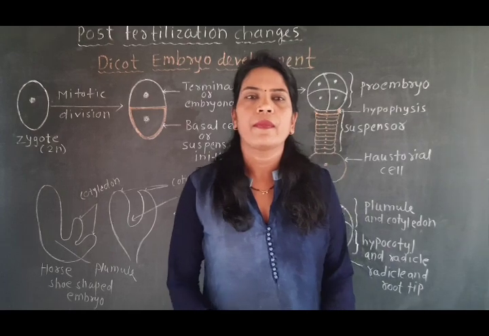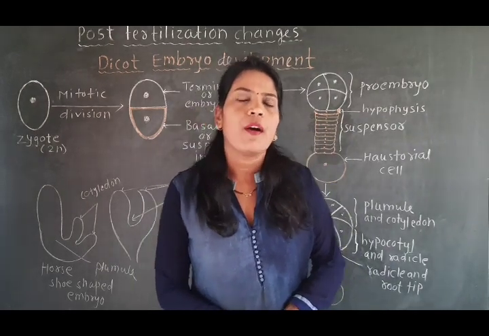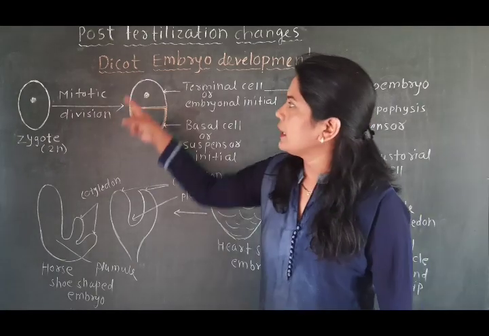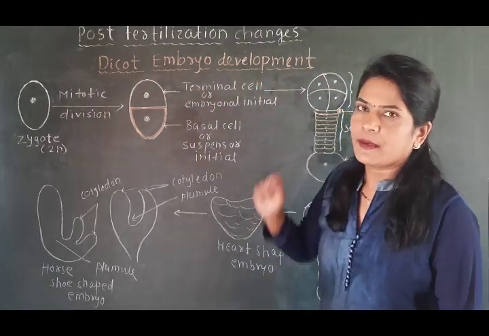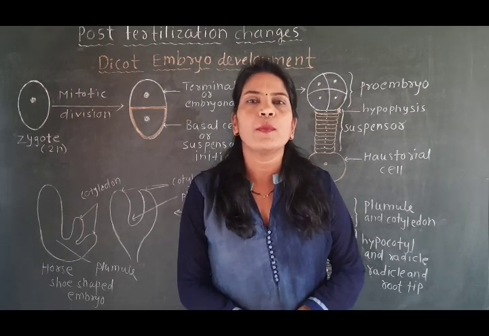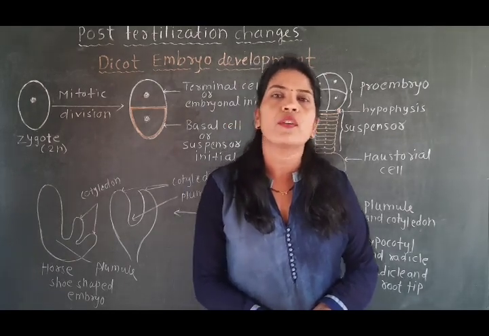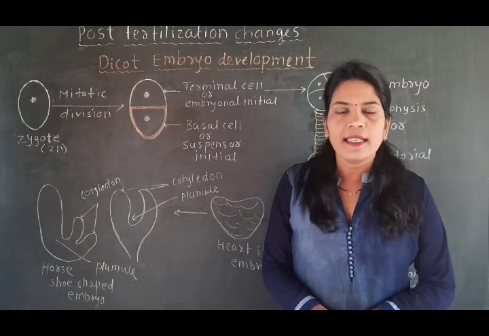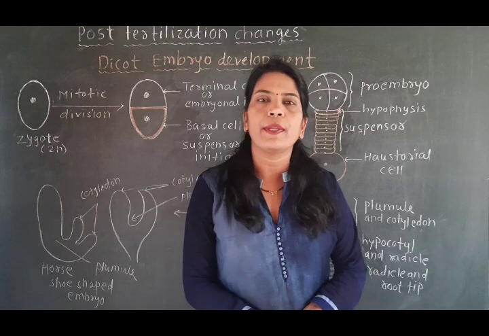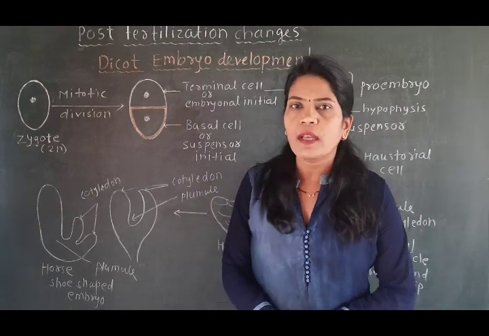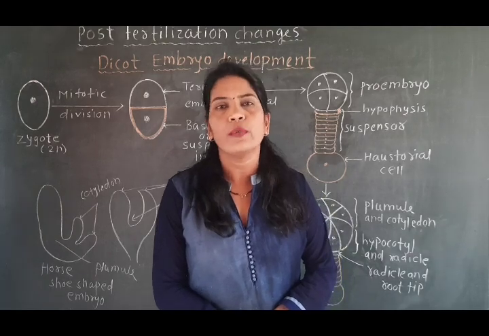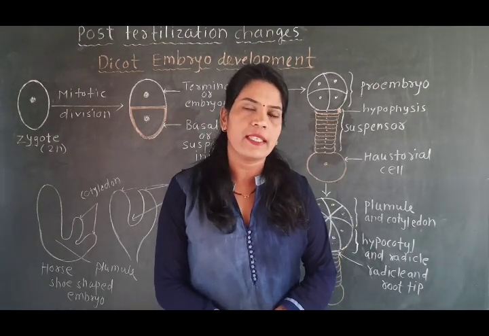Hello students, the next part of the post-fertilization changes is the dicot embryo development. In the last lecture I told you some of the post-fertilization changes which occur in the plant, and these are the development of the endosperm, development of the embryo, development of the fruit, and seed coat. These all are the changes which we call post-fertilization changes.